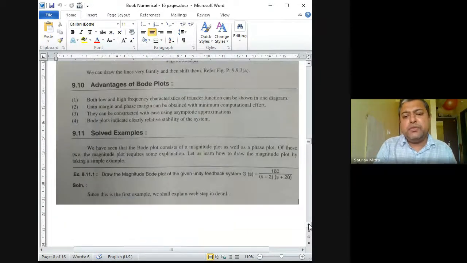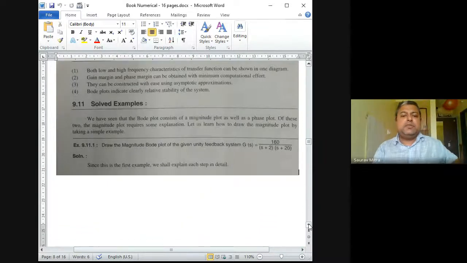So now we will go for a solved example. Solved example: 160 divided by (s plus 2)(s plus 20). Anybody having any doubt up till now? You can ask, because now I'll be solving numericals only. How to solve, we will see. Anybody having any doubt up till now, you can ask me. Okay, so it is 160 divided by (s plus 2)(s plus 20).